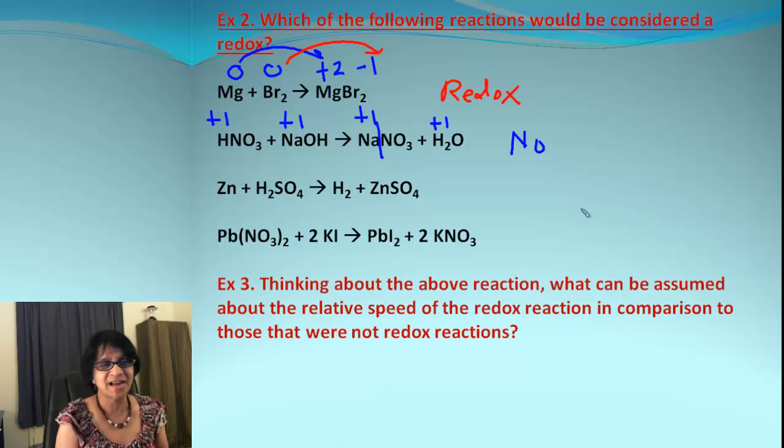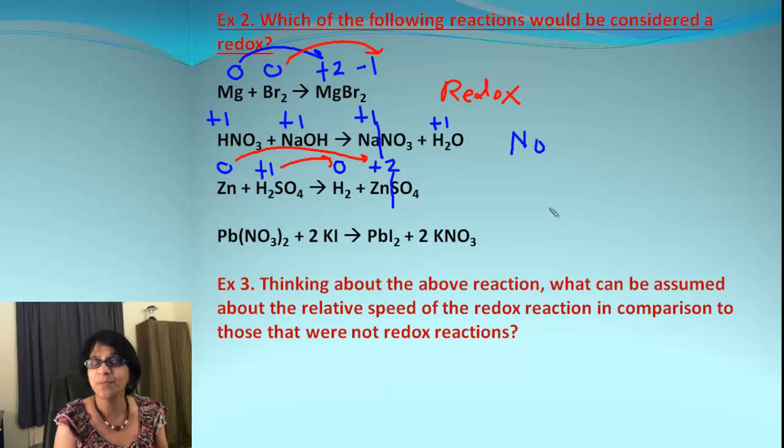How about the third reaction? Zinc is 0, hydrogen is +1. Let's go to the right side. On the product side, we have hydrogen 0 and zinc is in an ionic compound, so it is +2. So zinc changes from 0 to +2 and hydrogen from +1 to 0. Since there are two elements changing the oxidation states, it is a redox reaction.